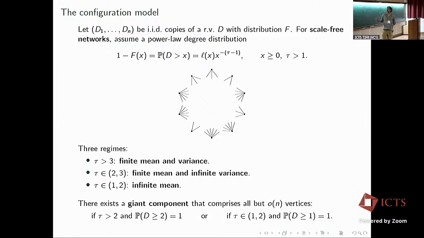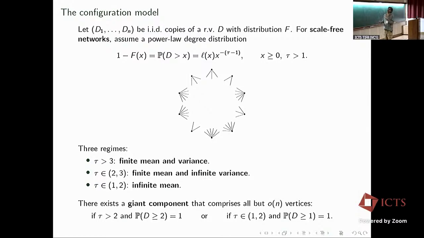I'm just going to go quickly on this, but we want a giant component to exist with high probability, which means we want all but a little o of n vertices to be in the giant component, because then competition ensures that you are conquering almost all the network. And depending on the regimes, we have some basic assumptions on the degree sequences that guarantee this. Let's not focus too much on this.